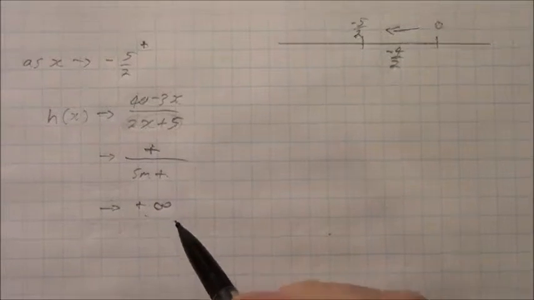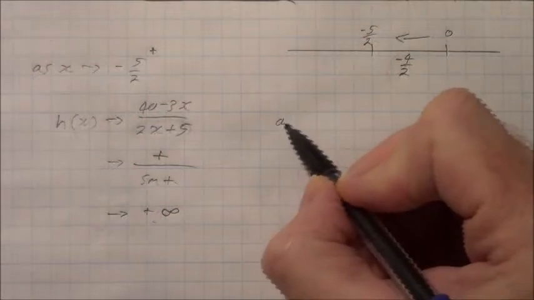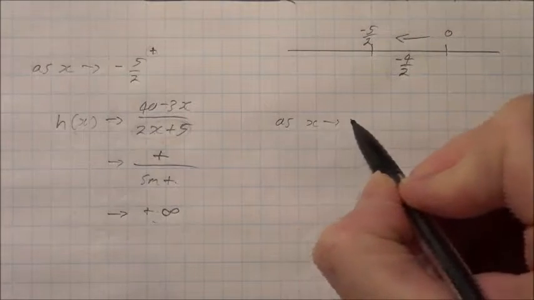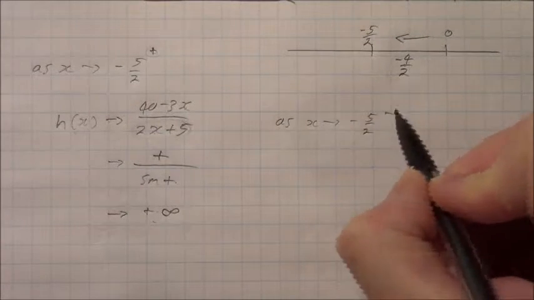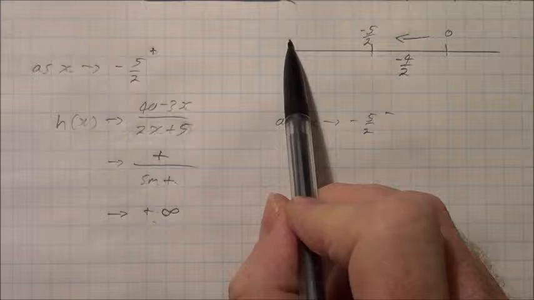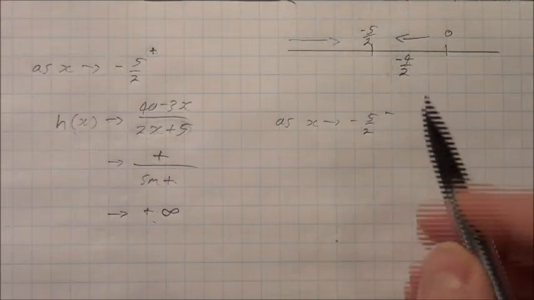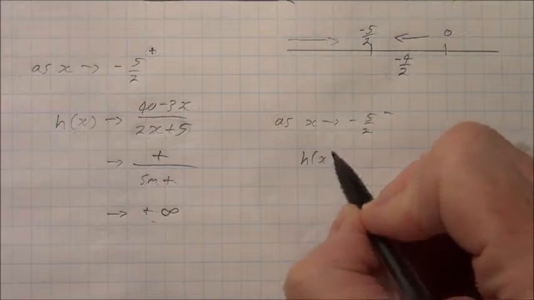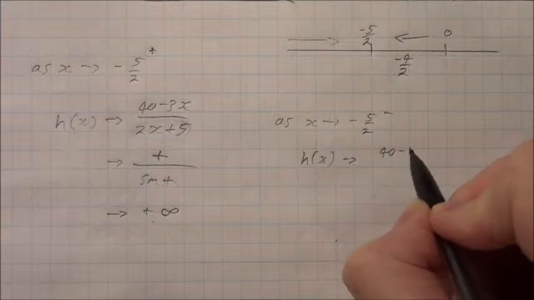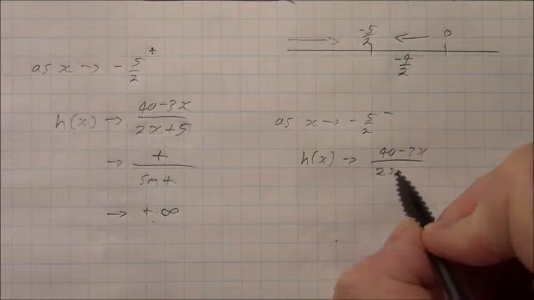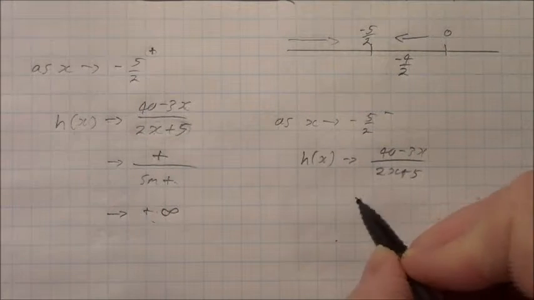Now if I do the same thing, but now from the left side, so I say as x approaches negative 5 halves from the left, so it's coming along in this direction, then h of x is approaching 40 minus 3x all over 2x plus 5, of course.